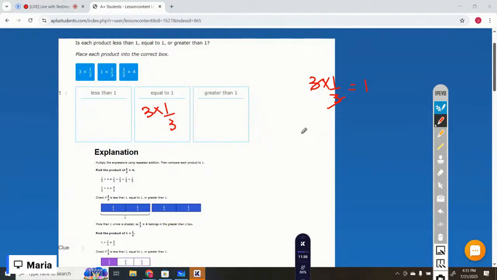Okay, the second one is 1 times 1 by 3. So 1 times 1 by 3 is 1 by 3. 1 by 3 is less than 1. Next, 1 by 2 times 4. 2 times 1 is 2 and 2 times 2 is 4. So 2 by 4 is... so 1 by 2 times 4 is greater than 1.